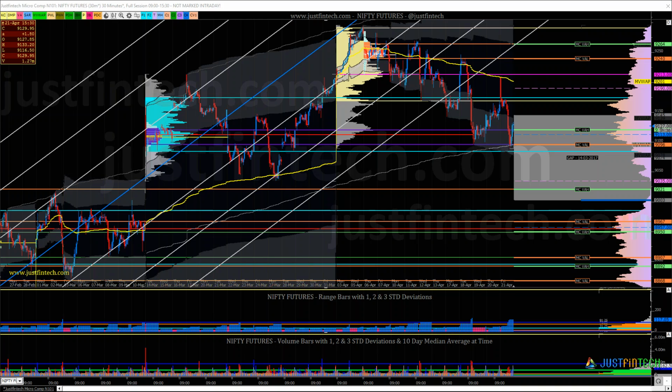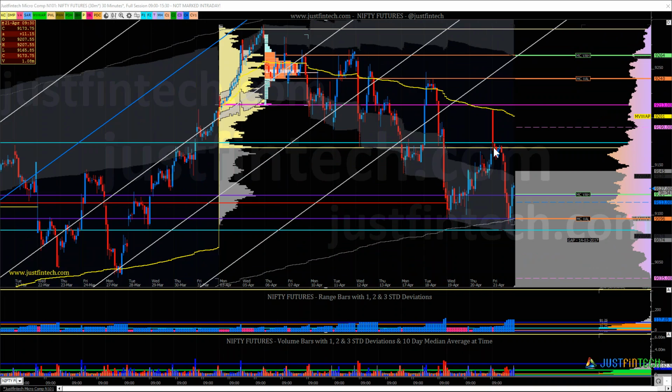So it was a volatile week after a long time. And as we have completed the week and are entering into the expiry week, let's have a look at the microcomposite profiles.